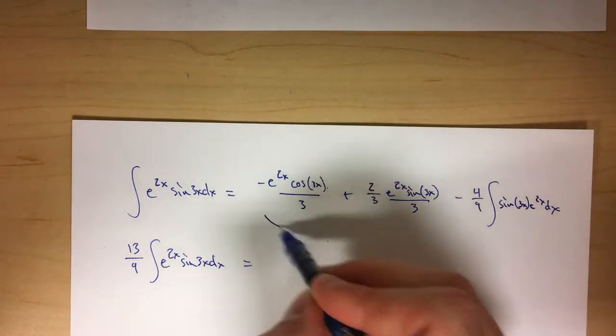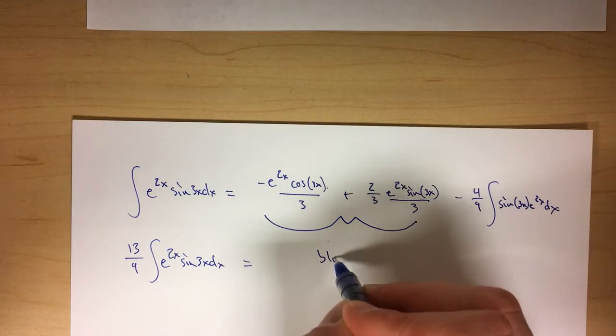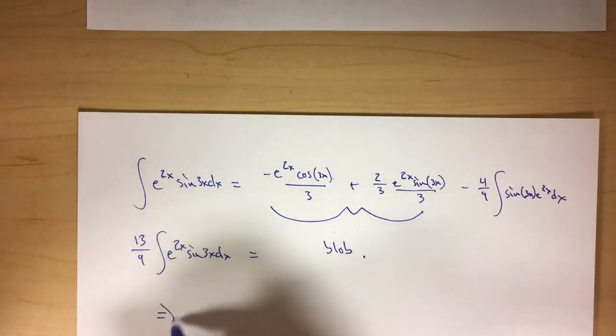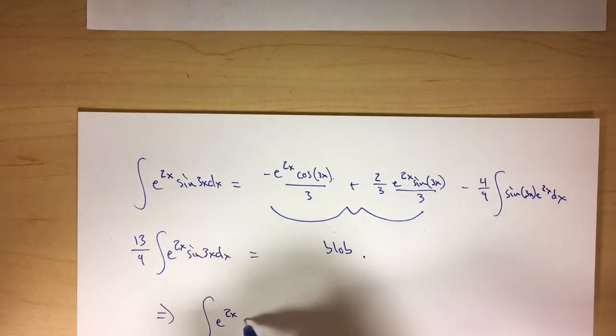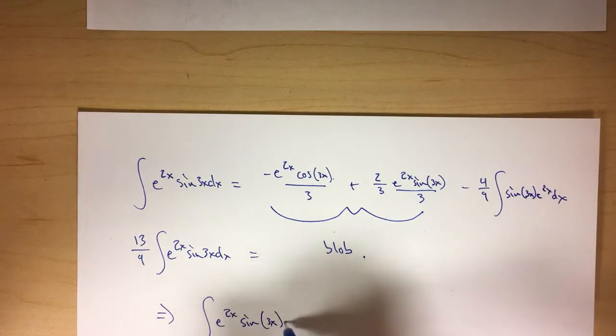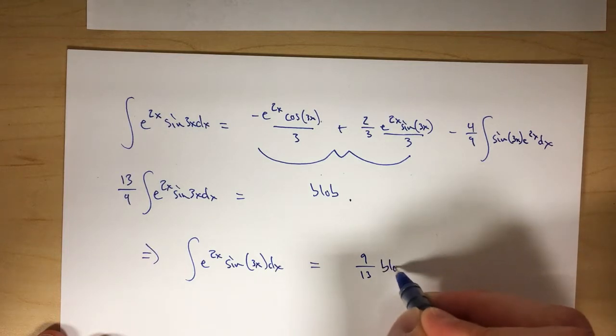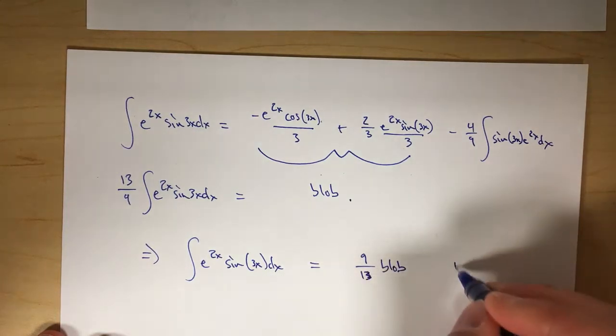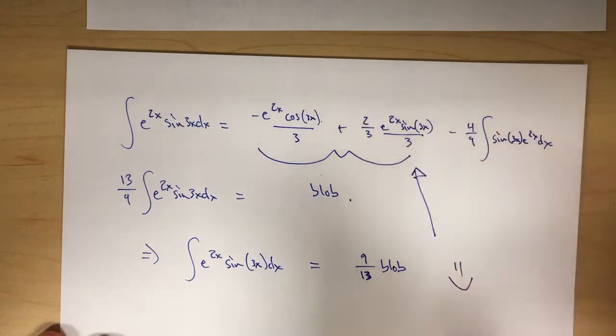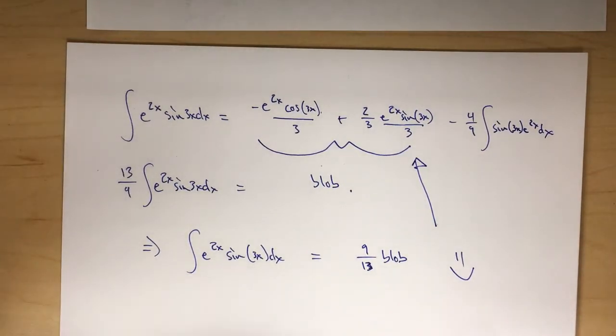And that's equal to blob. So therefore, this integral, oh my goodness, is equal to 9/13 blob, where that is the blob, and that is a nasty problem. That's a hard problem. So those are some simple and complicated integration by parts problems, and now you can practice that in class.